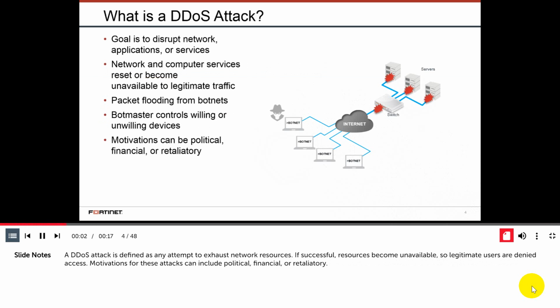A DDoS attack is defined as any attempt to exhaust network resources. If successful, resources become unavailable, so legitimate users are denied access. Motivations for these attacks can include political, financial, or retaliatory.